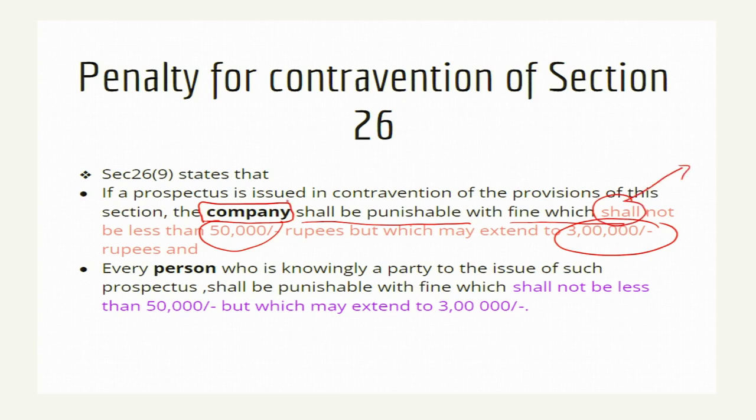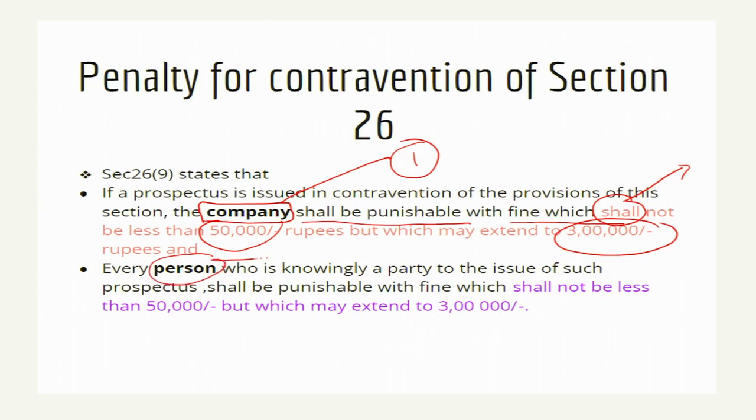So, two words are very important. Very first, who is liable? Company is liable. Second word, shall. The word shall means the penalty imposed is a mandatory penalty. How much penalty? Minimum 50,000, maximum 3 lakh rupees, on the part of the company.